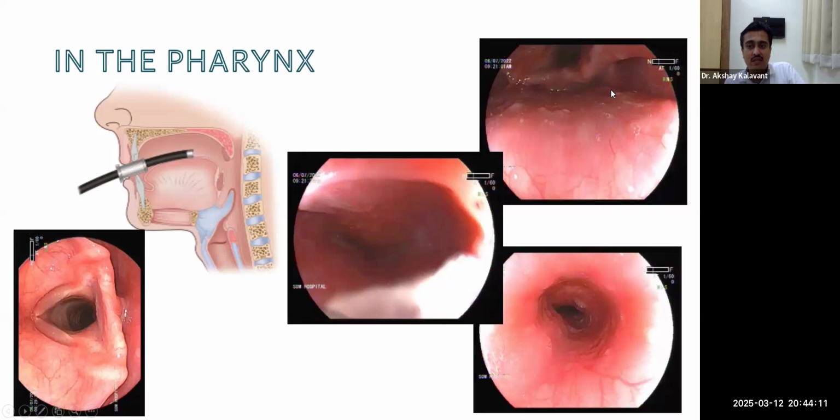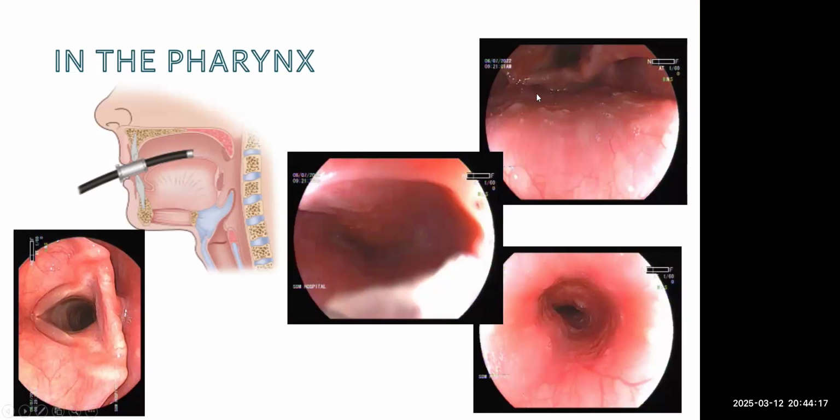Can you see my cursor? Can you see my cursor here? Yeah, we can see it.